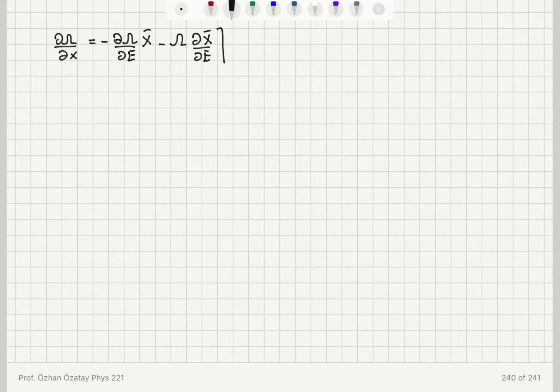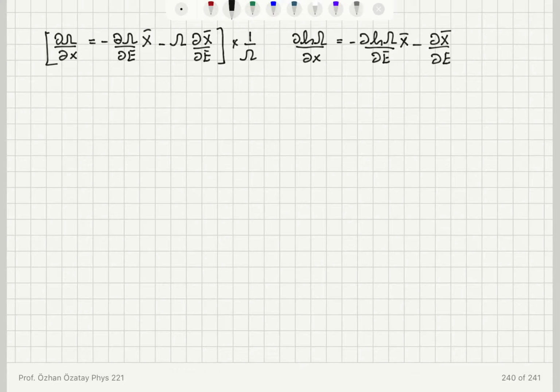So if I take this equation and multiply it by 1 over omega, you can see that on the left hand side I have the derivative of natural logarithm of omega with respect to x. On the right hand side I have minus the derivative of natural logarithm of omega with respect to energy times capital X bar, and minus the derivative of x bar with respect to energy. Now I will argue that this derivative of x bar with respect to energy can be ignored.